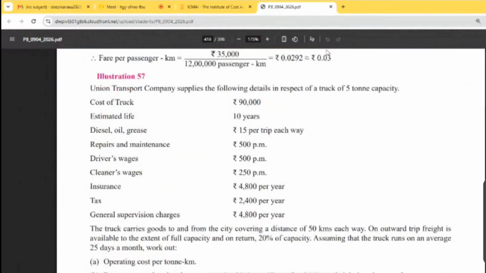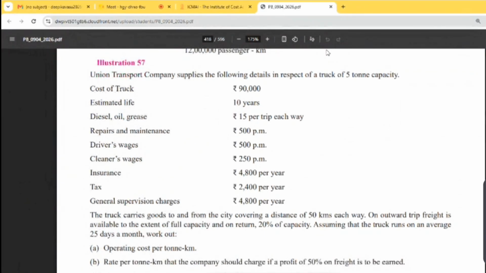So illustration 57. Union Transport Company supplies the following details in respect of the truck for 5-ton capacity. Cost of the truck is 90,000. Estimated life is 10 years. Diesel and oil, repairs and maintenance, drivers' wages, cleaners' wages, insurance tax, then general supervision. The truck carries goods to and from the city covering the distance of 50 kilometers each way. On outward trip, freight is available to the extent of full capacity and the return 20% of the capacity, assuming that the truck runs on an average of 25 days. Work out the operating cost per ton kilometer and rate per ton kilometer. That company should charge the profit of 50%.